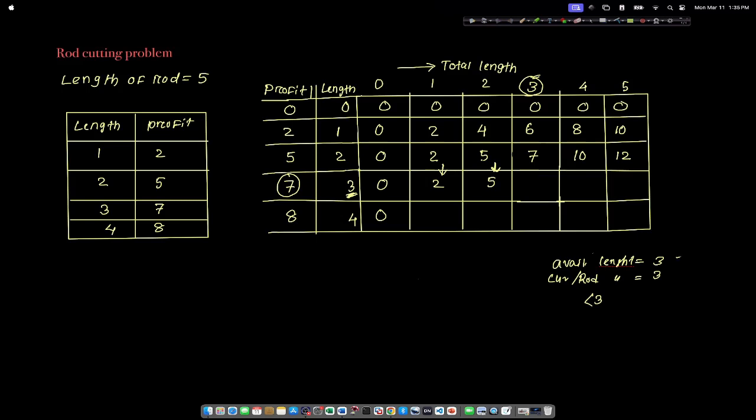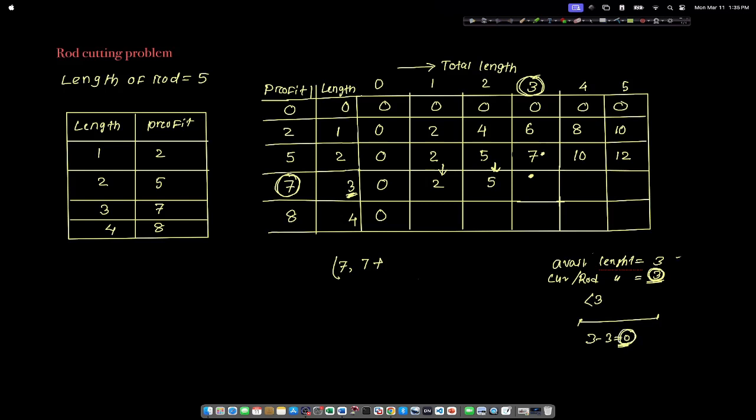So for this cell, what we will do, we will take two data. One is the data just above the cell. So this is the current cell, this is the data above the cell. We'll take this data 7, comma, we will take the profit of the current rod, then profit due to that piece is equal to 7 plus, we have a length of 3 and we have also the available length 3. So if you take 3 minus 3, which is equal to 0, which is the remaining length, we need to find out the profit for the remaining length.